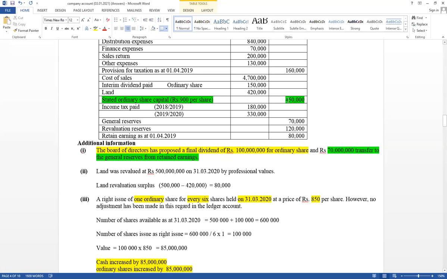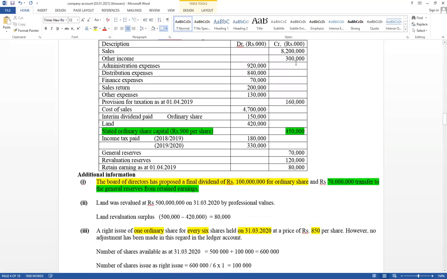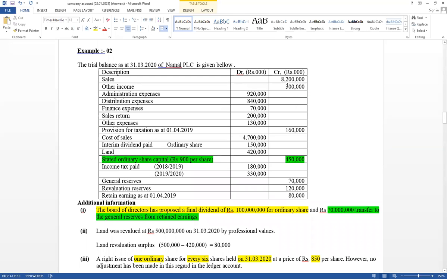Then other information can be recorded from the beginning. Think sales after deducting sales return. Sales value equal 8,200,000. And sales return is also given here. Think about this value 200,000. In the income statement, sales should be included after deducting sales return. Therefore, correct sales value equal 8 million. 8,200,000 minus 200,000. Therefore, correct value equal 8 million.